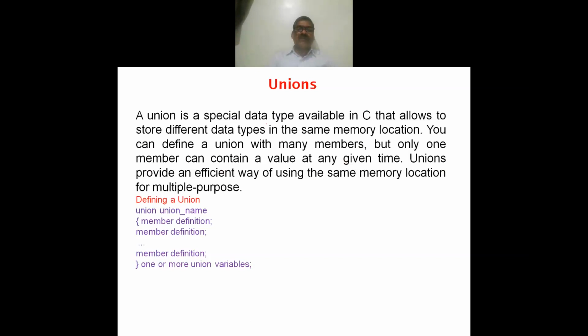Then coming to unions. A union is also a special data type available in C, which is also called a derived data type. It allows us to store different data type variables in the same memory location. We can define a union with many members, but only one member can contain a value at any given time. A union provides an efficient way of using the same memory location for multiple purposes.